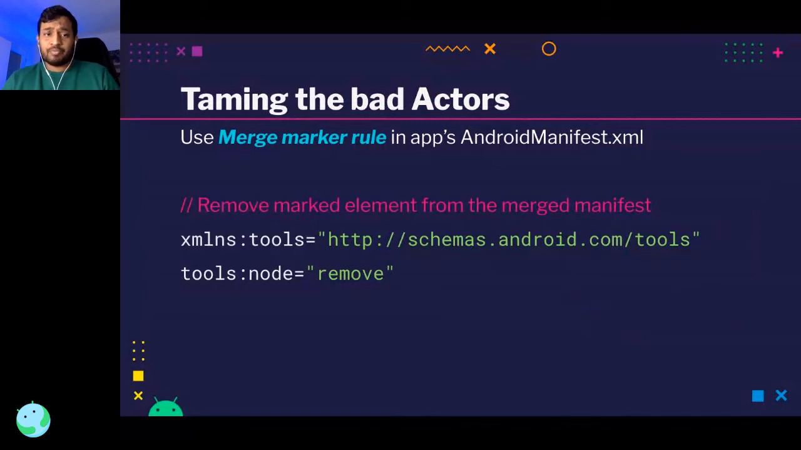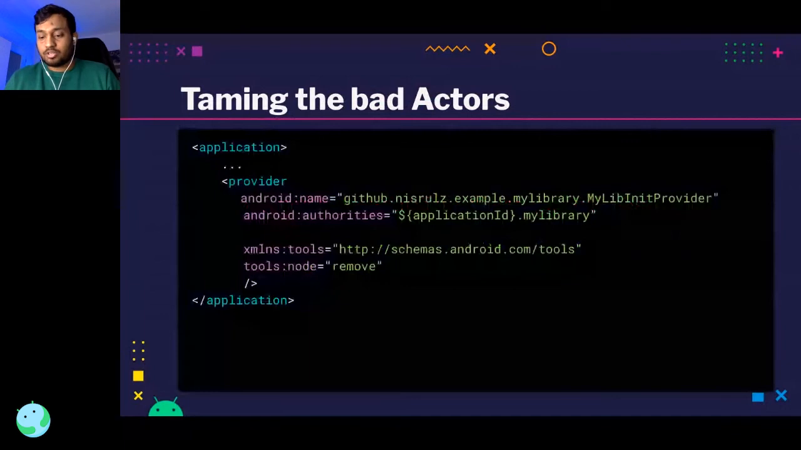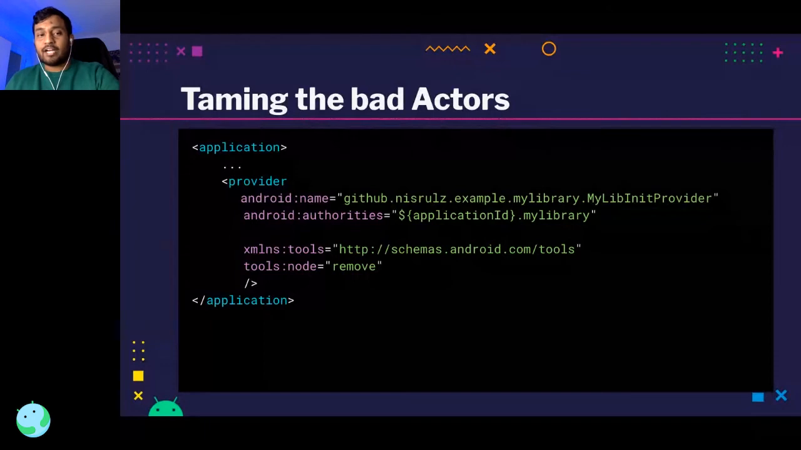How does it look like? So imagine you have a provider, let's say it's my own library's provider, and I created something called github.nishrules.example.mylibrary.mylib_init provider. This is my personal provider. What I will do is that I will add the tools:node remove marker on it. And what this means is that when the merging happens, then this whole provider would not be there. This whole tag of provider would be gone.